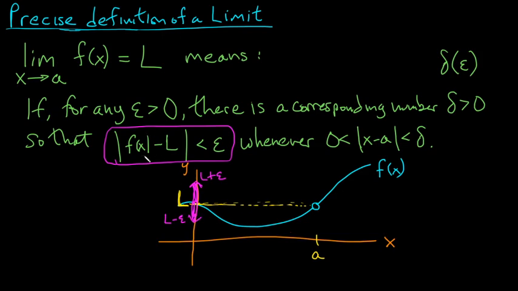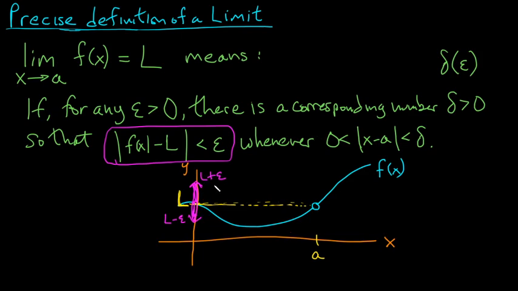Okay, so we want our f of x to be somewhere in this band. So f of x can be over here. It could be down here. It can even be very close to L, but it can't be down here. This is too far away. It's further than epsilon. So that's the idea. That's where we want f of x to be.